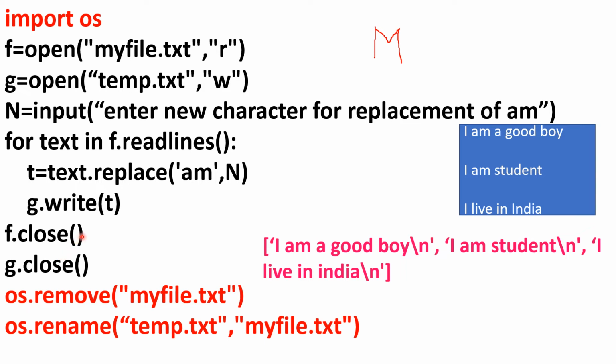After doing this, close both the files and remove the existing file, that means the file which has this data, and rename it. Which one? Rename the temporary file with myfile.txt. So it would appear like myfile.txt has the changed or modified data.